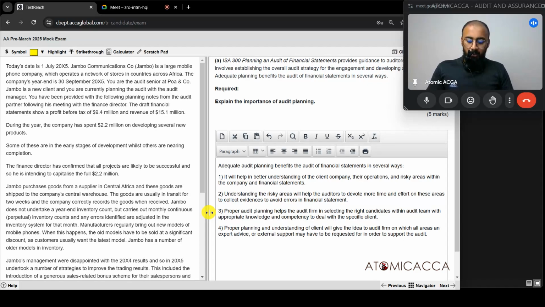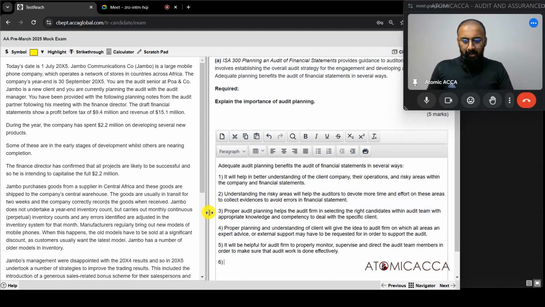Then what else did we tell? Once the audit starts, it will be easier to manage the audit. It will be easier to direct the team members. It will be easier to schedule the meetings. So all that will be a little easier to do. It will be helpful for the audit firm to properly monitor, supervise, and direct the audit team members in order to make sure that audit work is done effectively.